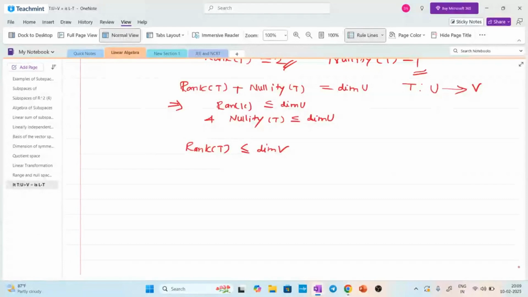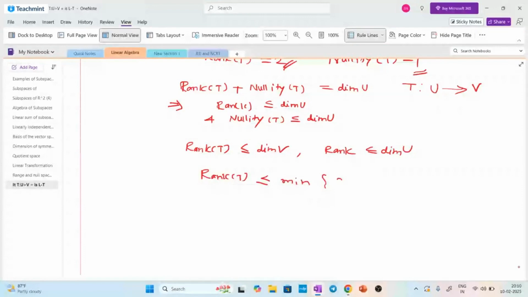Right? Then the rank of T is less than or equal to dimensions of U as well as V. Remember, the rank of a linear transformation is always less than or equal to dimensions of the vector space and dimensions of the codomain vector space. It is smaller than both. This implies that what can we say here? The rank of T is always less than or equal to the minimum of dimensions of U and dimensions of V.